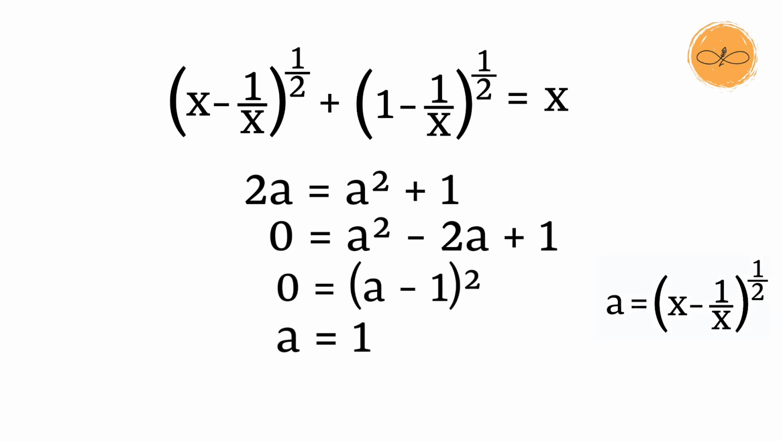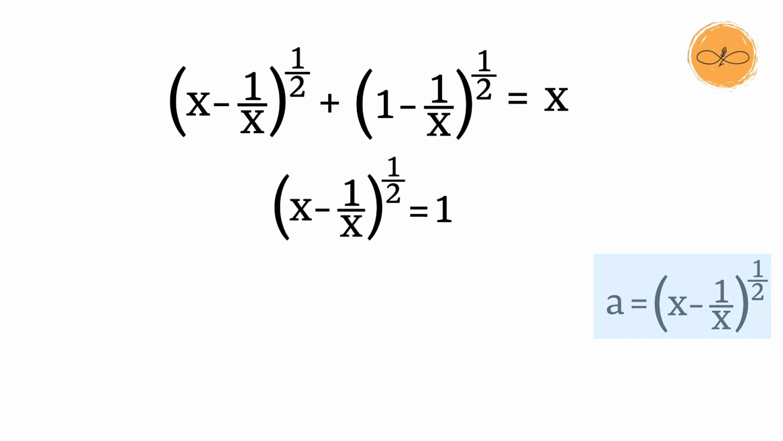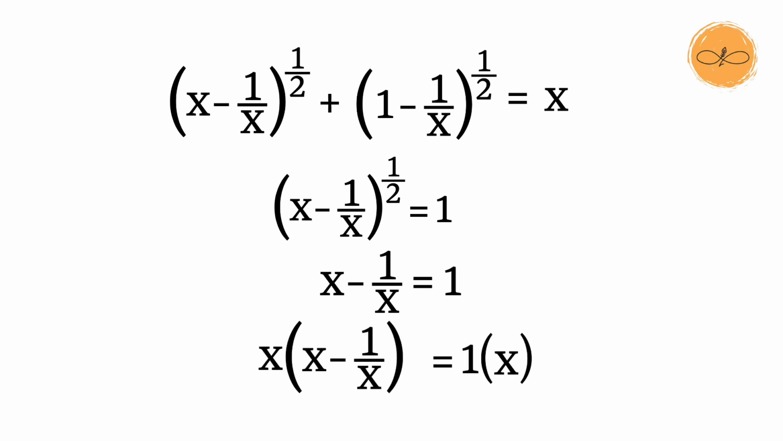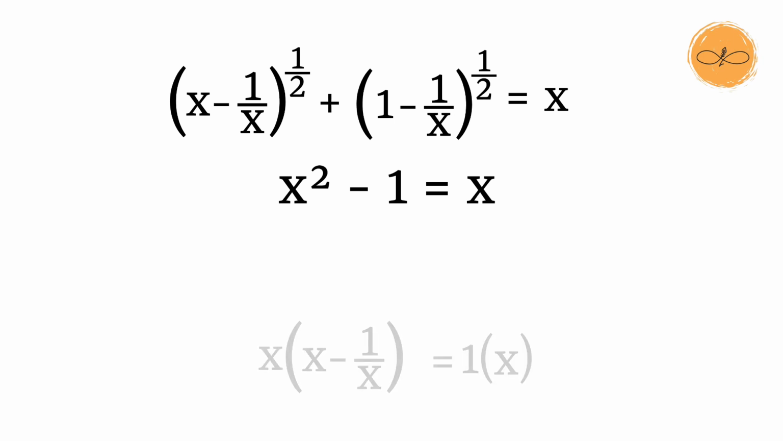and a is equal to 1. We now recall that a is equal to (x - 1/x)^(1/2). Now we can solve this equation for x. We square both sides of the equation, and then we multiply both sides of this equation by x. This simplifies to the following quadratic equation: x² - 1 is equal to x.